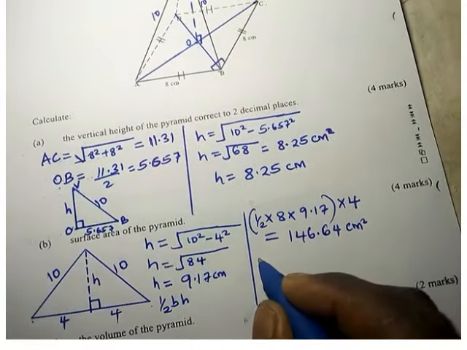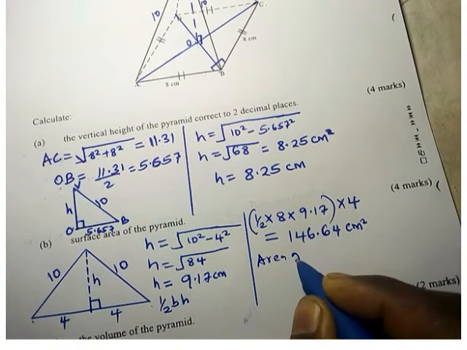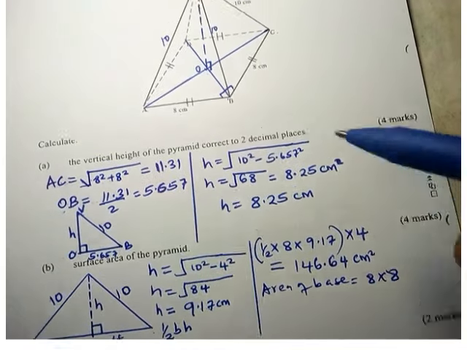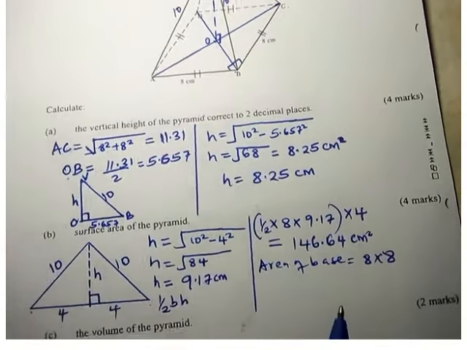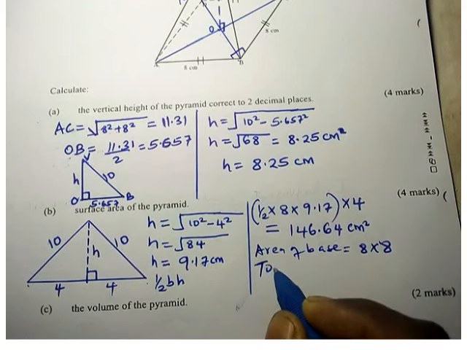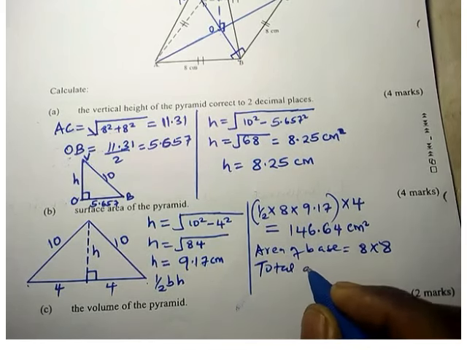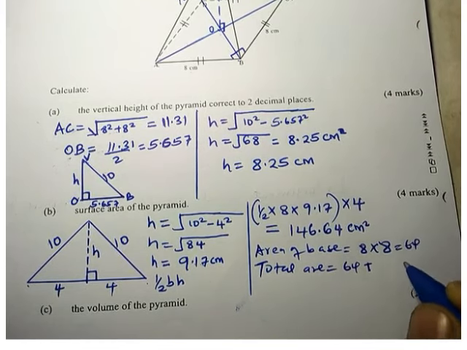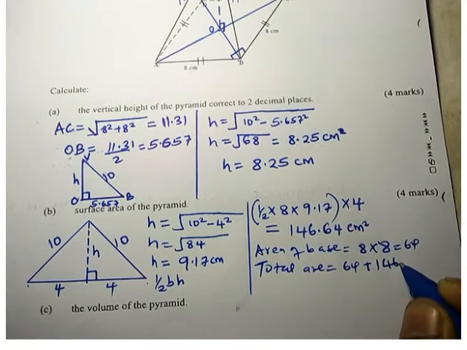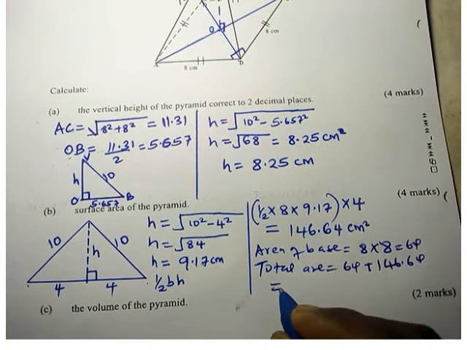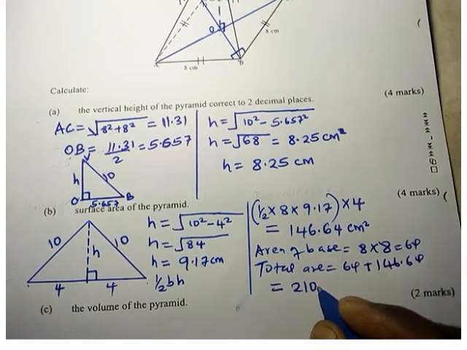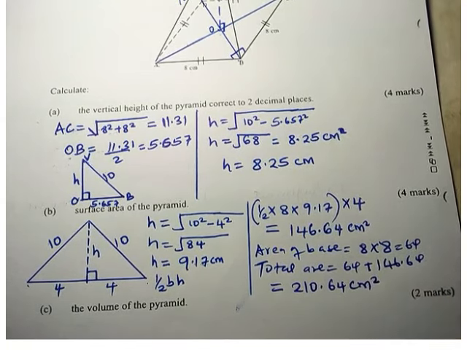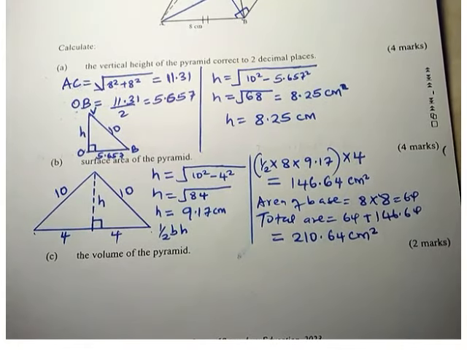Now the area of the base is equal to 8 times 8, because this is a square. Now total area is equal to 64 plus 146.64, and this one will be 210.64 centimeters squared. That is the area of the pyramid.